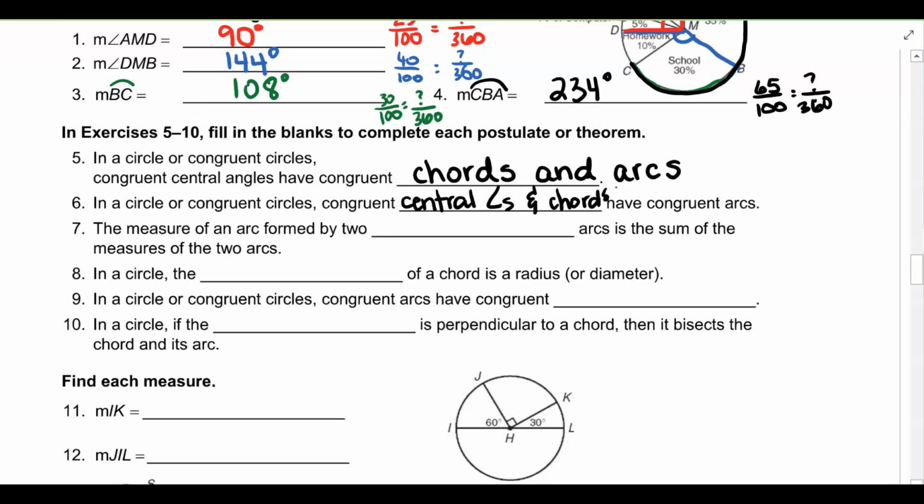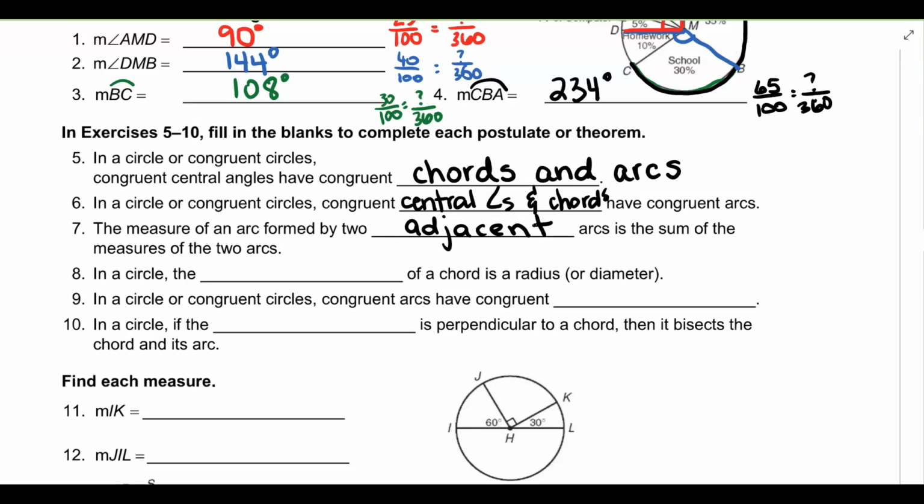Number 7, the measure of an arc formed by two blank arcs is the sum of the measures of the two arcs. Well, the only way we're going to really get a sum of two arcs is when we're adding them together, and the only way we're going to add them together is when they're next to each other. So formed by two adjacent arcs. So the measure of an arc formed by two adjacent arcs is the sum of the measures of the two arcs, right? This arc plus that arc equals a bigger arc.